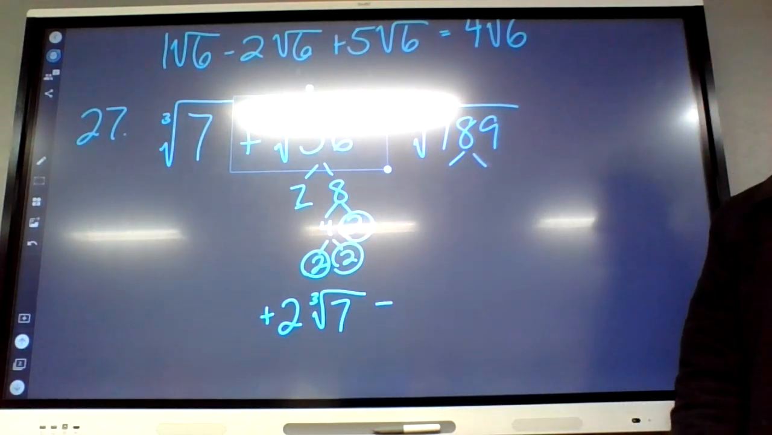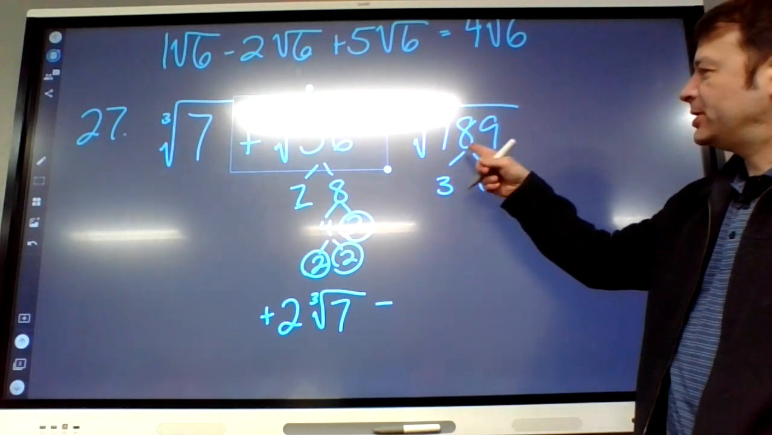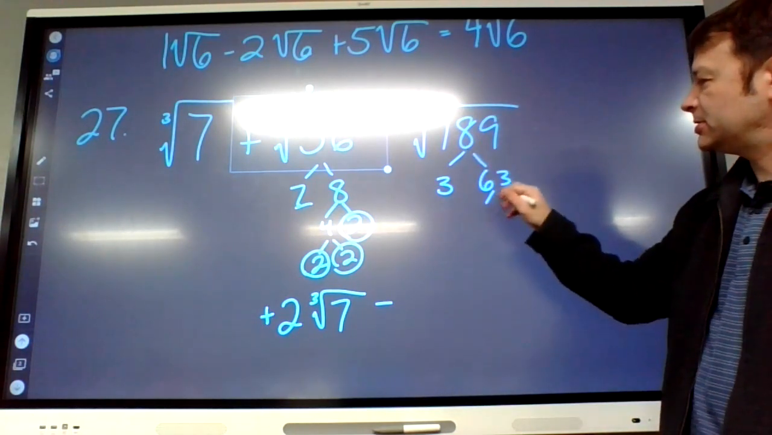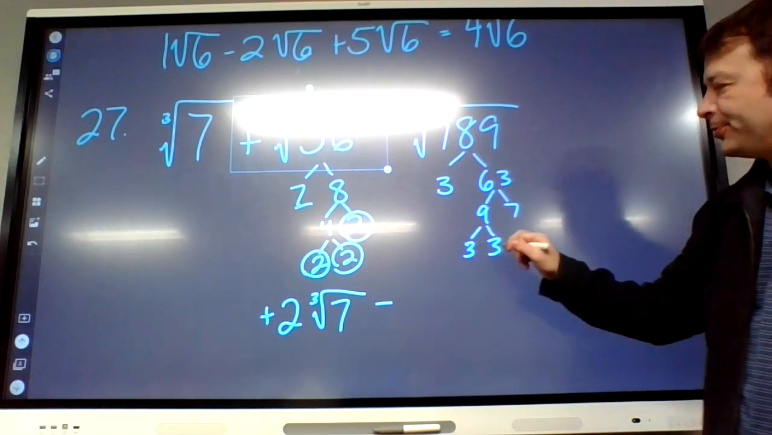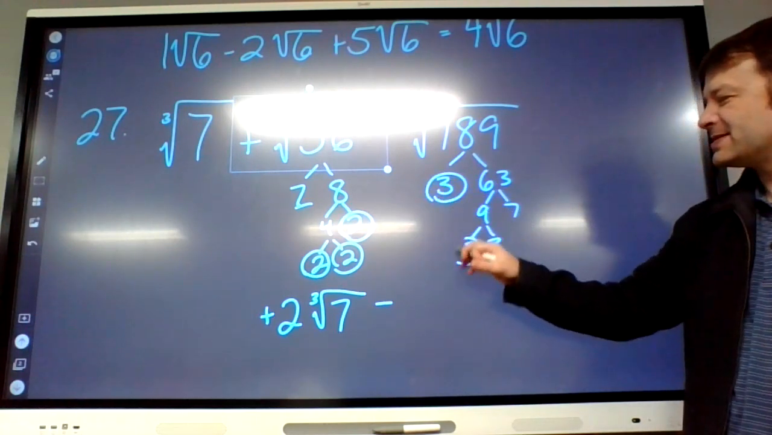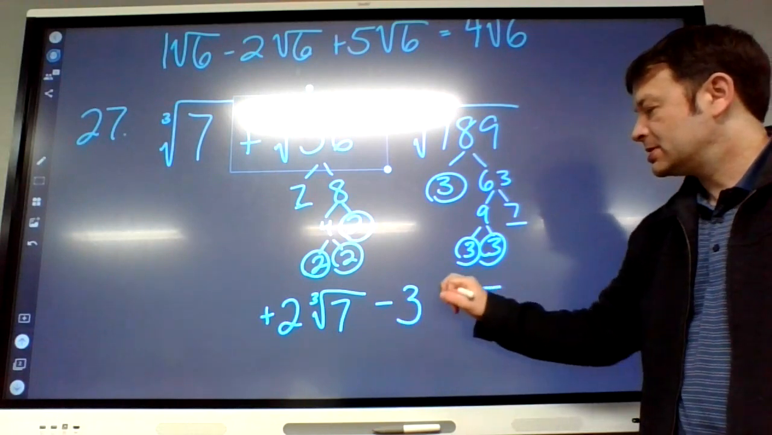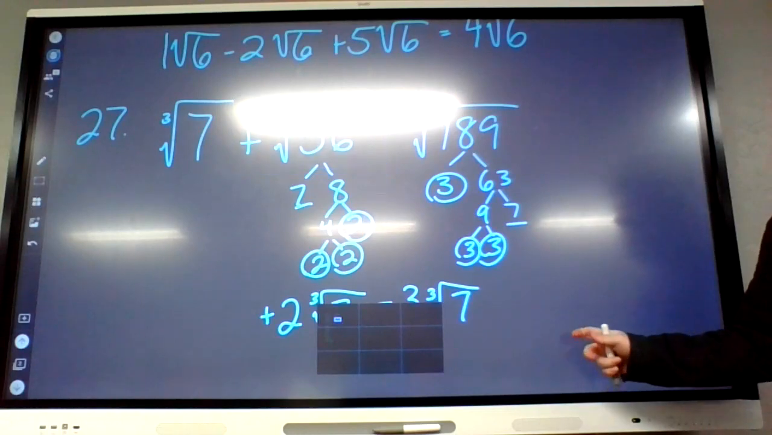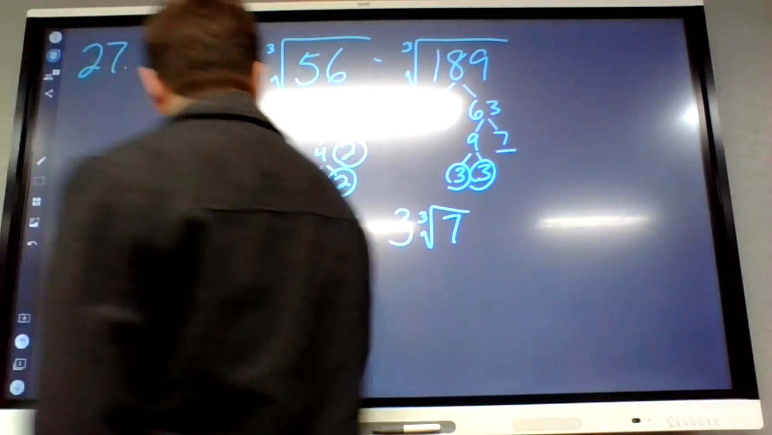What could go into 189? Any ideas? 3 and 63. Okay, 3 and 63. Could have been like 9, because 9 goes into 18 and 9. 9 and 21. Doesn't matter. 63 is 9 times 7. So that's got a triple 3 in it. And another leftover 7. So it's 3 cube root of 7. And then up here we still have cube root of 7.